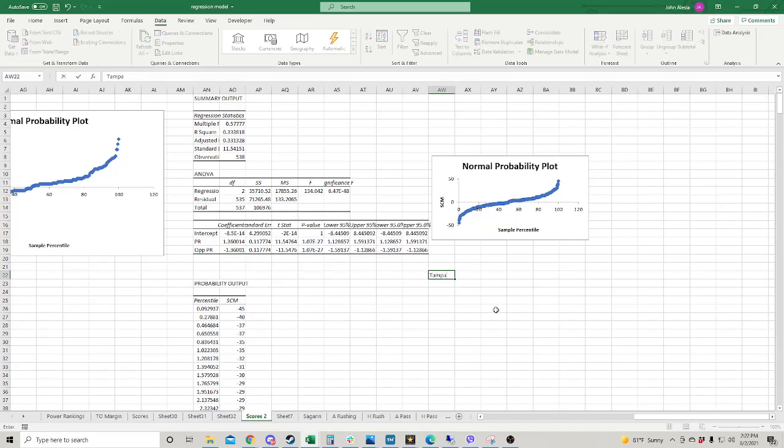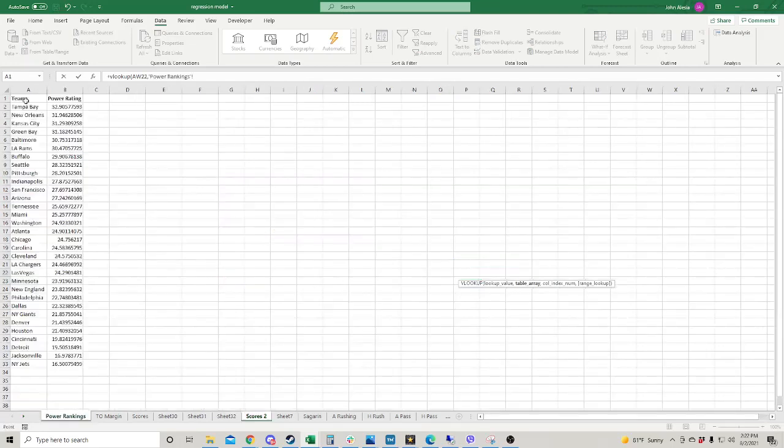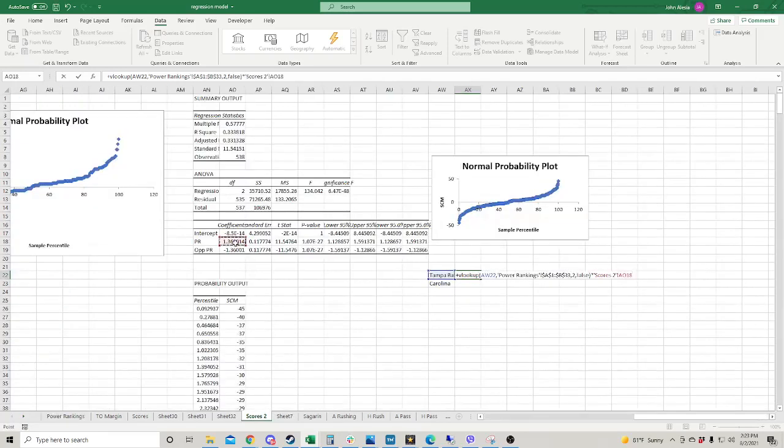So let's go back to Tampa Bay and let's say Carolina. And we're going to do the same exact thing. So we're going to do the VLOOKUP of Tampa Bay, and we're going to go back to our power rankings and find the rating for Tampa Bay. We do that with a VLOOKUP, and we're going to multiply that again by the power ranking coefficient. Now we can copy this down, and what that's going to do is just give me the same thing here for Carolina. It's looking up the Carolina. We're doing a VLOOKUP in the power rankings, and we're taking the opponent. This is the opponent in this situation, the opposition team.